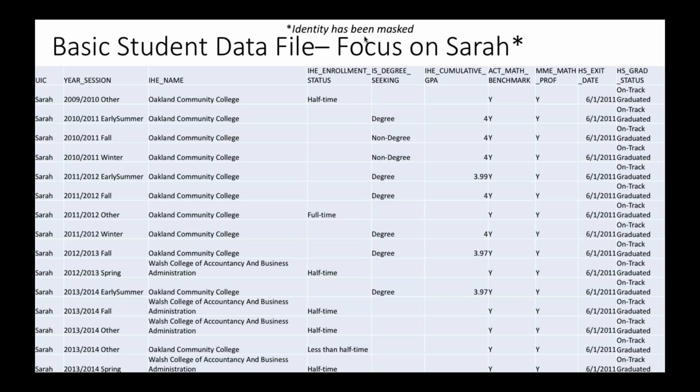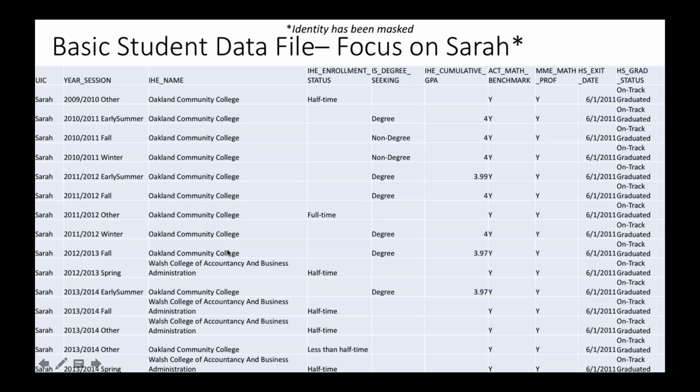So what I can see is we've got Sarah here, whose identity has been masked, but it is real data, so I didn't just work this up. I start taking in the details of Sarah. Quickly scanning my columns, I see that Sarah graduated high school in 2011. Over here, in these last two columns, she performed well in her math state assessments. This is back when the ACT was still the requirement, and the MME, and she was meeting both of her benchmarks. What else am I seeing? I'm seeing that her post-secondary enrollment career is 2009 to 2014.